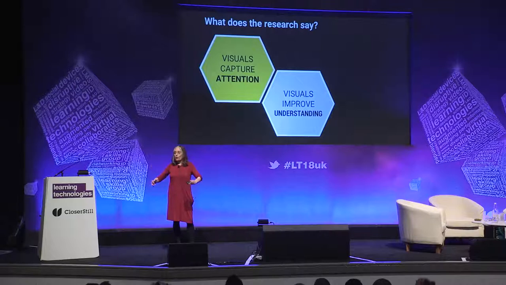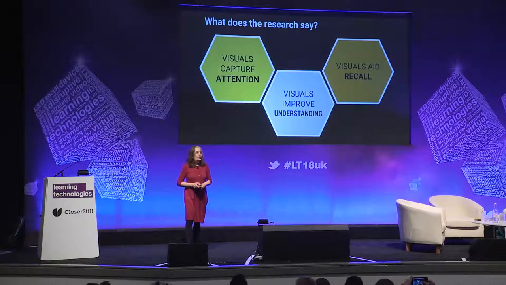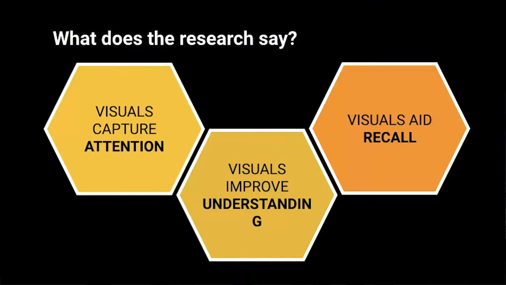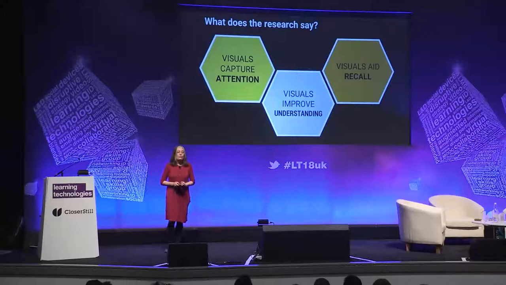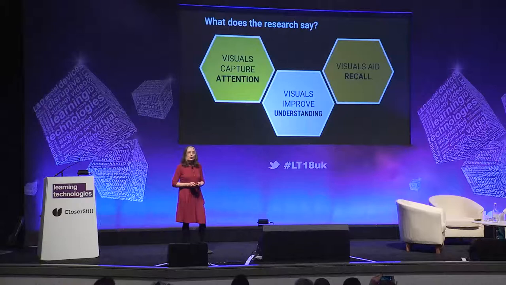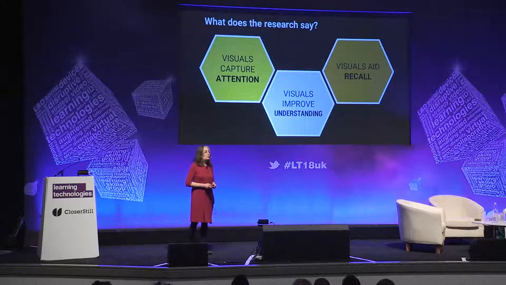And visuals aid recall because they think that there are two channels, one for words or auditory information and one for visual information. So if you use a visual, you give a person another way to recall information. We also have an amazing memory for pictures. You may look through a picture album from decades ago and remember that you saw that picture before.